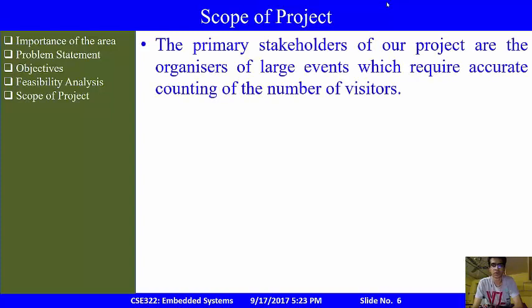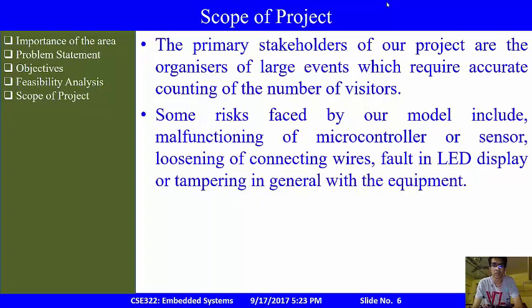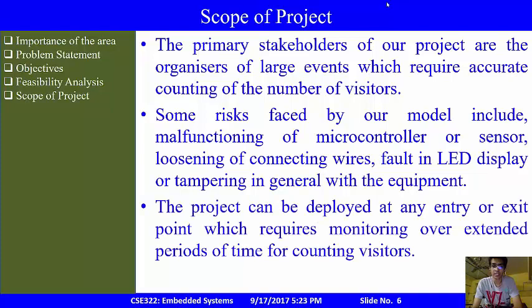The scope of the project. The primary stakeholders of a project are the organizers of large events which require accurate counting of the number of visitors. Some risks faced by our model include malfunctioning of microcontroller or sensor, loosening of connecting wires, fault in LED display, or tampering in general with the equipment. The project can be deployed at any entry or exit point which requires monitoring over extended periods of time for counting visitors. An early approach presented in 2017 presents the implementation of bidirectional counter using latest technology, IoT.